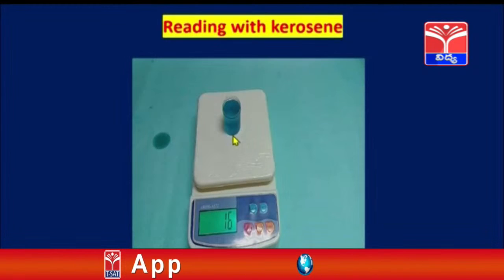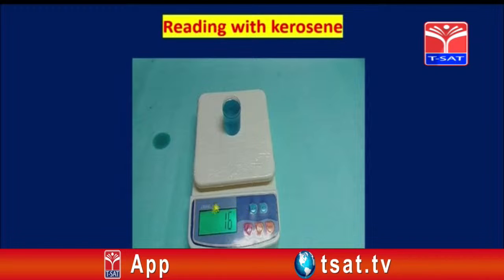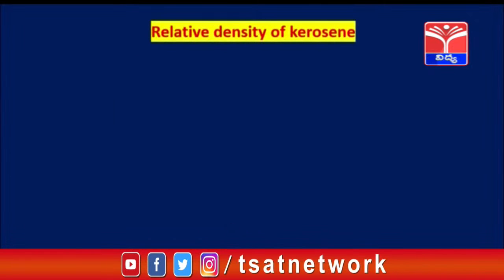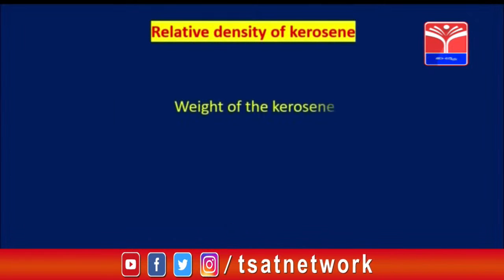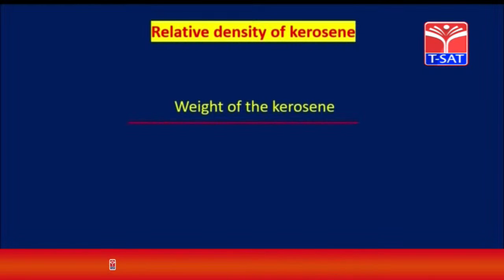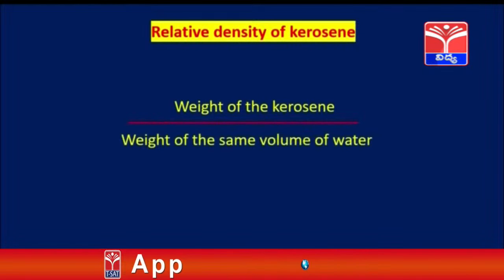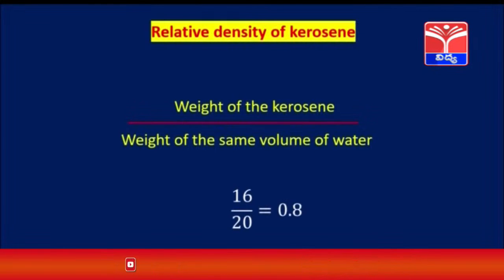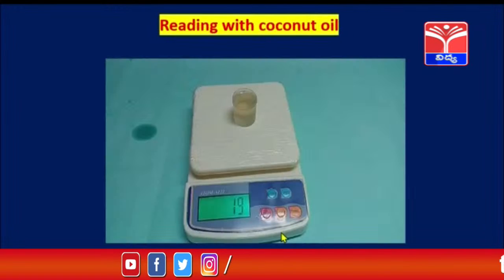Now, take the same container and fill it with kerosene. What is the reading? You can observe, children, with kerosene the reading is 16. Now, how to find the relative density of kerosene? Same formula: weight of the kerosene by weight of the same volume of water. Kerosene weight is 16, water is 20. So, what is the relative density of kerosene? It is 0.8.